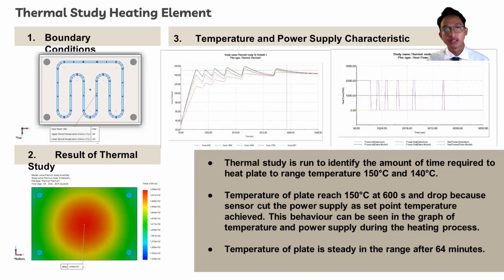The third analysis is the heating element. The temperature of the plate is set to reach 140 degrees Celsius to 150 degrees Celsius. The first time the temperature reached 150 degrees Celsius is at 600 seconds, and the whole temperature of the plate is steady around this range after 64 minutes. We can see here the temperature and power supply characteristic, which fluctuates based on the working principle of the sensor.